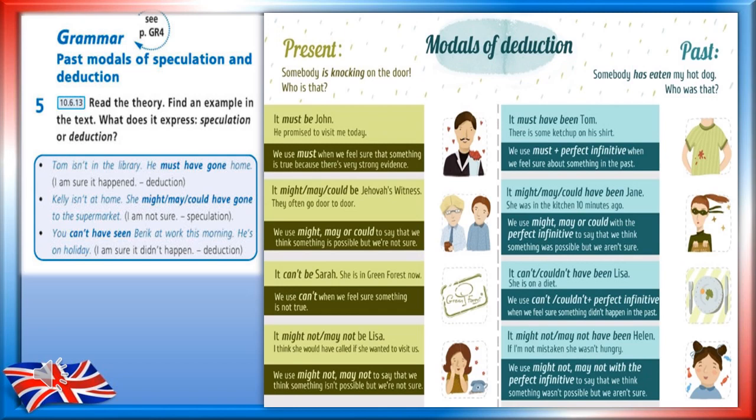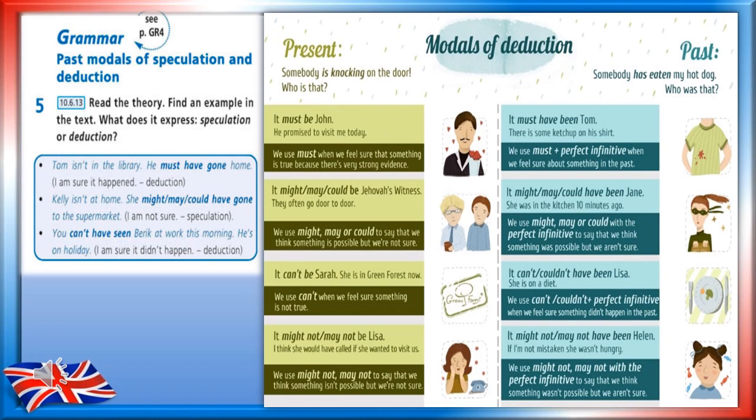It might not, may not have been Helen. If I'm not mistaken, she wasn't hungry. We use might not, may not with the perfect infinitive to say that we think something wasn't possible, but we aren't sure.